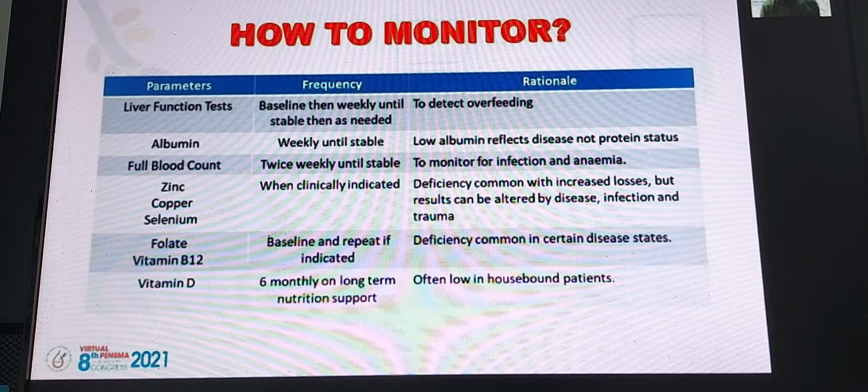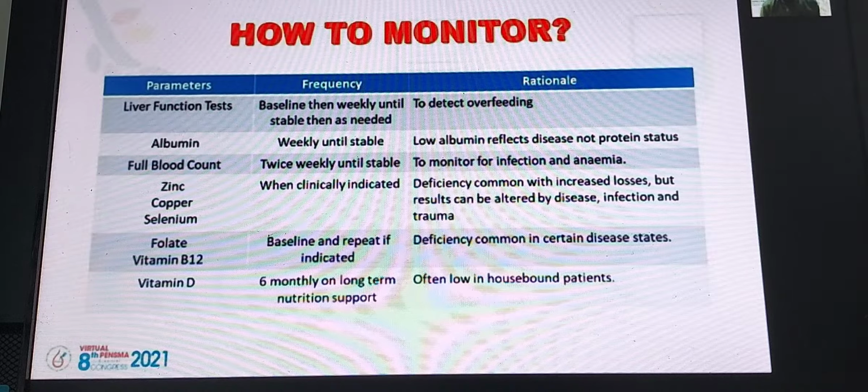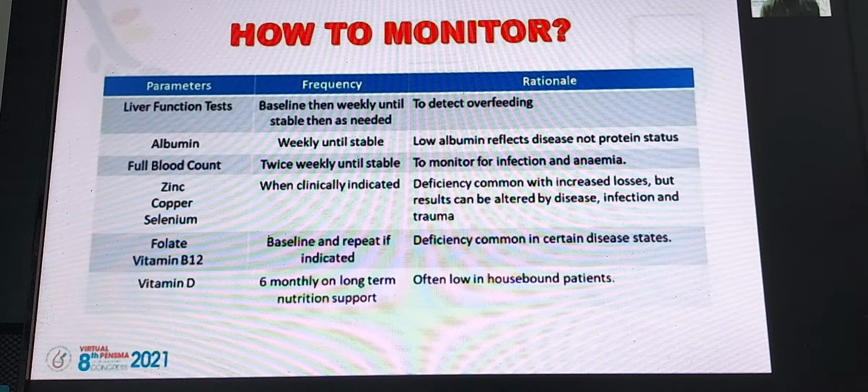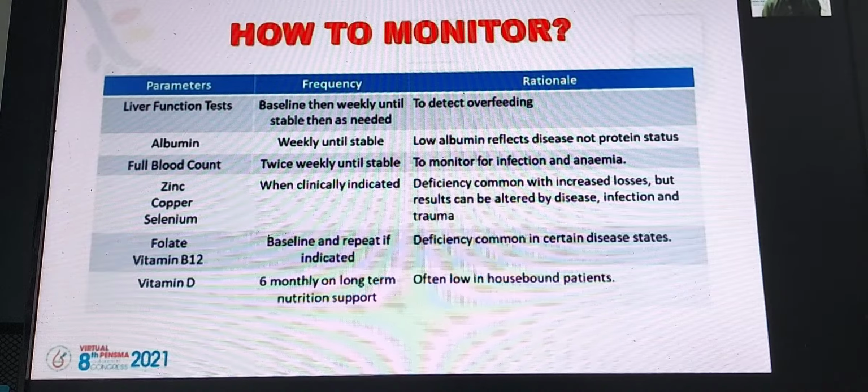Vitamin D is very useful in those patients who are on long-term nutrition support. Okay.